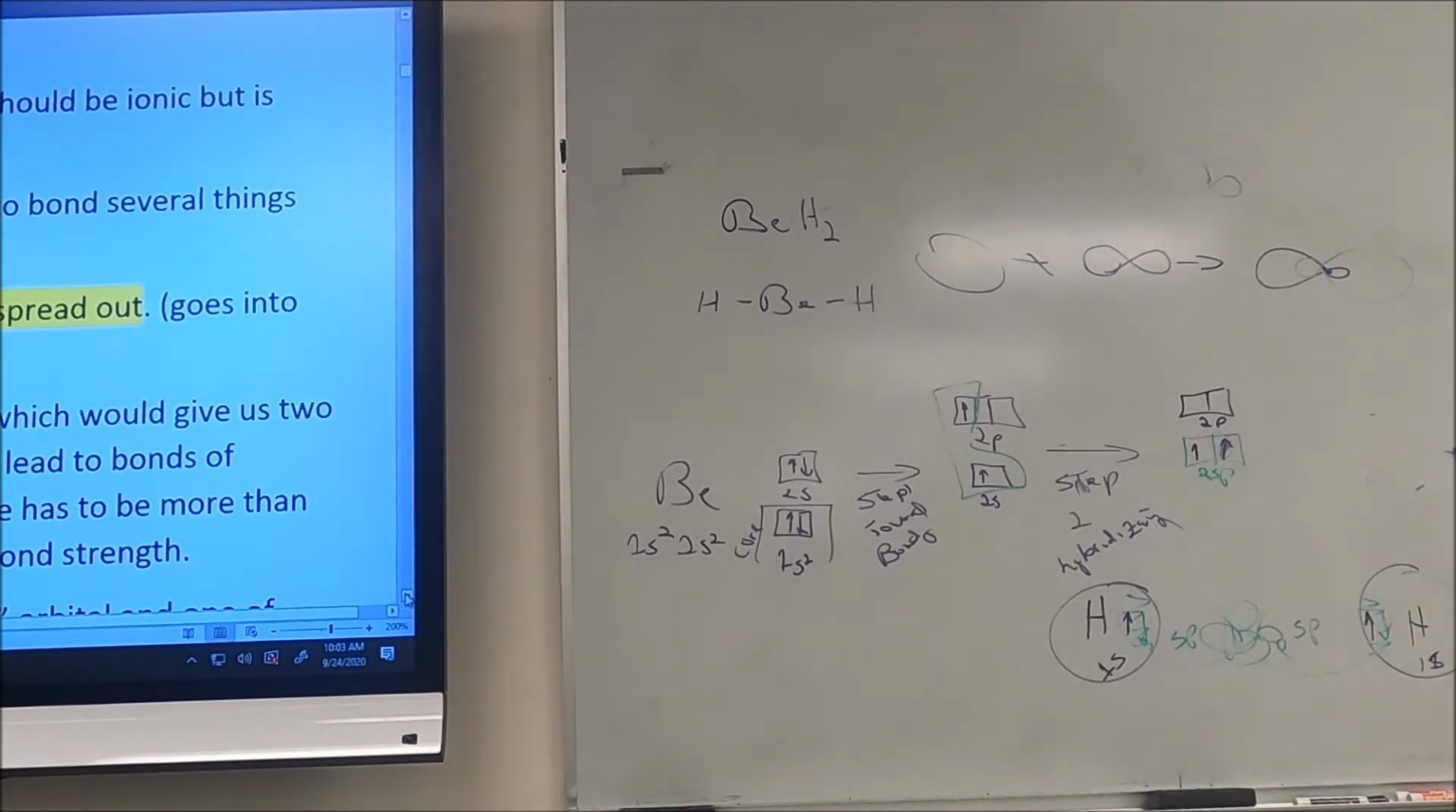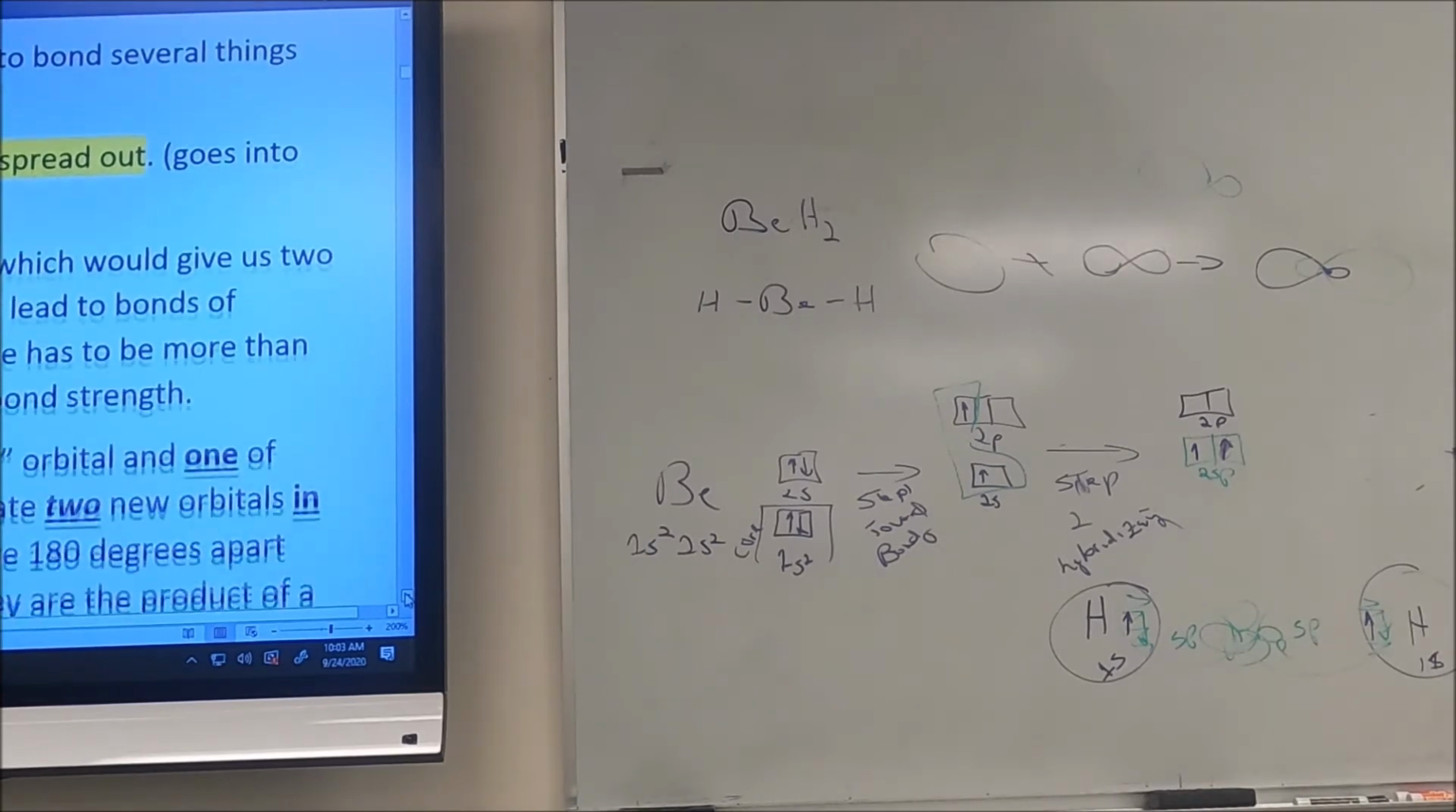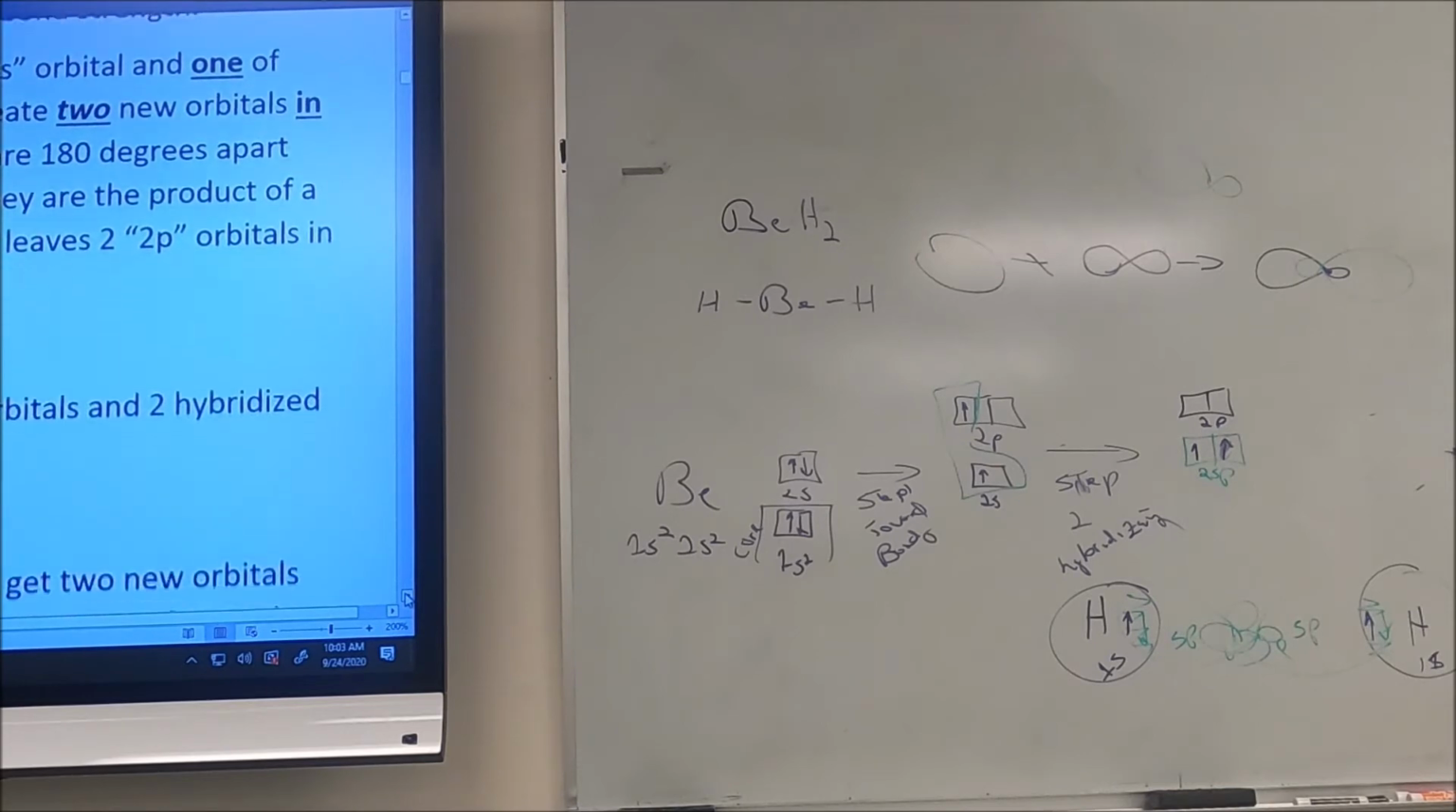Okay? So there's one electron from the hydrogen in here, one electron from the beryllium in here. Okay? So, sp hybridization. So anytime you have two electron groups around the central atom, you get sp hybridization.